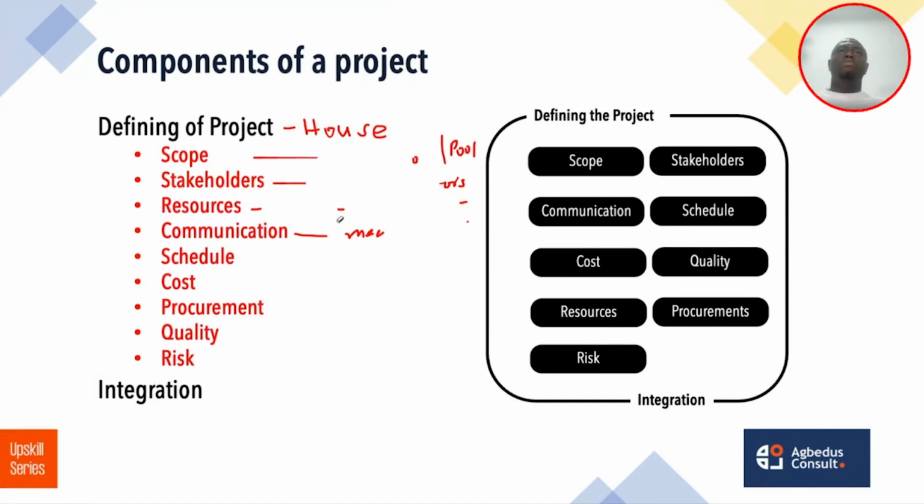So let's move on. The next thing you can see on the components of a project is schedule. There is time. For instance, I want you to build a house for me. I come to your company and I'm in the US.